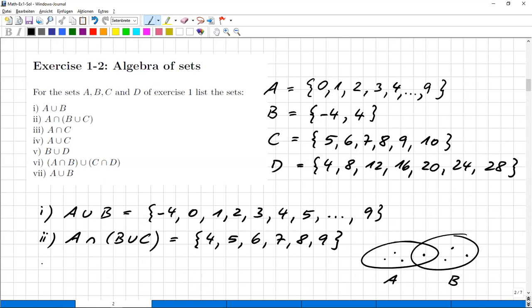Then, let's make it complete. What's the intersection between A and C? Looking here. 8, 9. And here. Like, right, I heard 5.